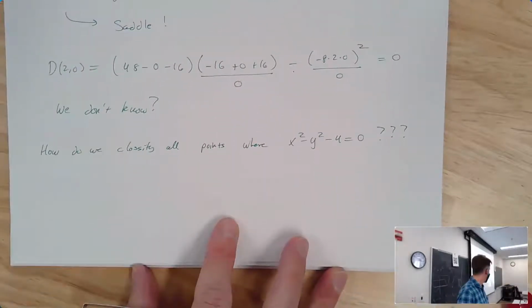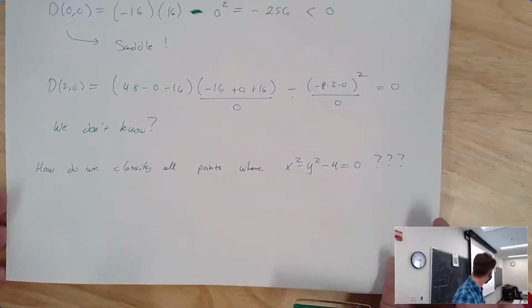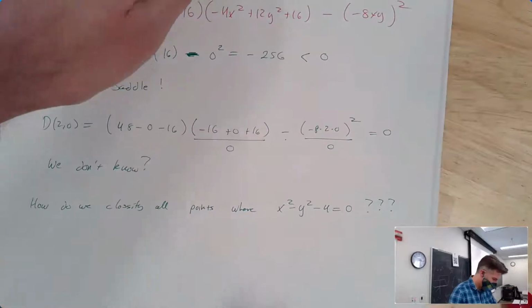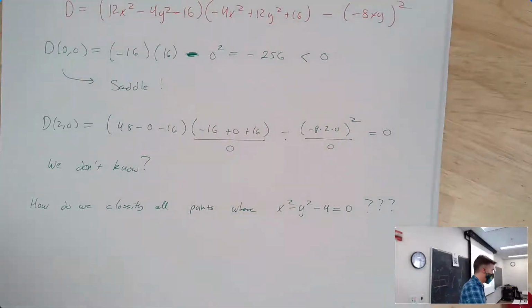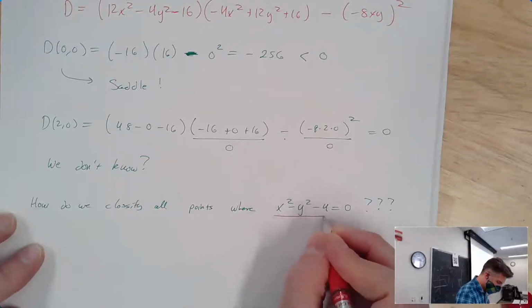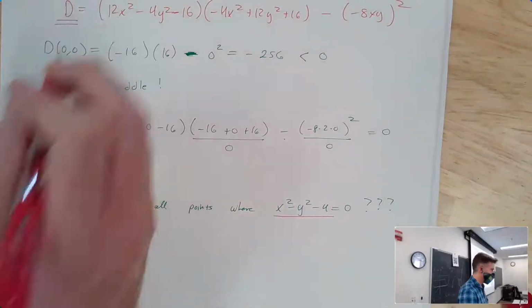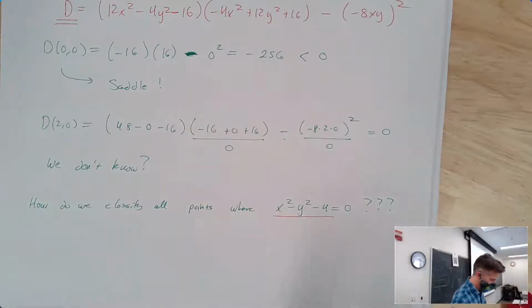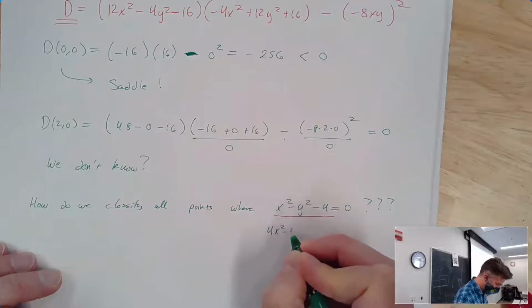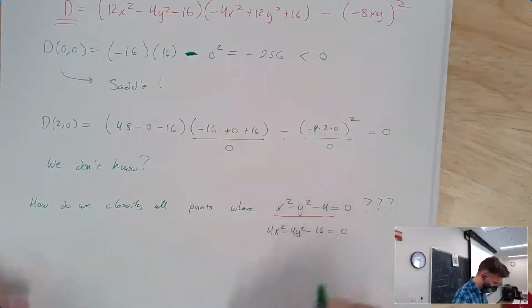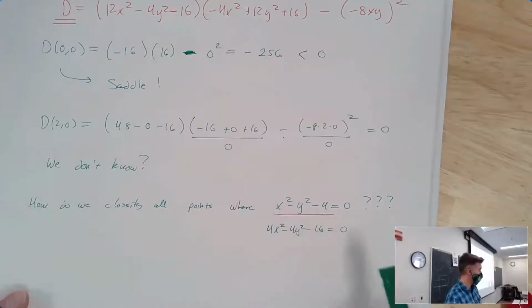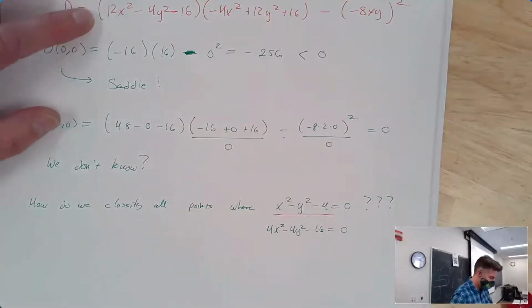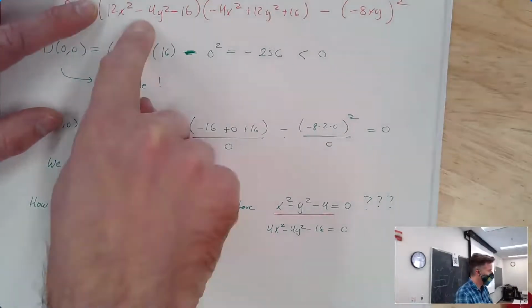It seems tricky because I literally don't have the time to test every single point. So here's what we're going to do. We're going to be sneaky. We're going to try and make this show up in D. So I'm looking for making x squared minus y squared minus 4 show up, or maybe 4 times it: 4x squared minus 4y squared minus 16 equal to 0. If this is equal to 0, so is 4 times it. Why would I pick 4 times it? Because it kind of looks like I might be able to get that to show up there.